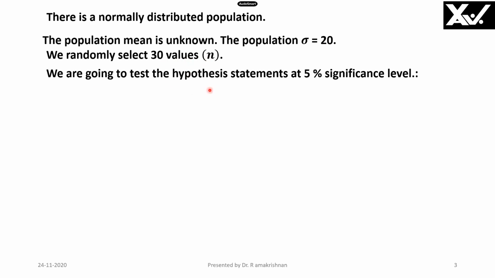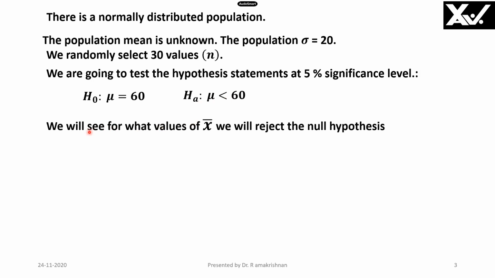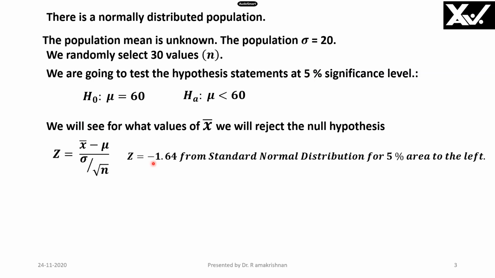We are going to test the hypothesis at 5% significance level. Null hypothesis and alternate hypothesis are there. We are going to see for what values of sample mean we will reject the null hypothesis, and for what values of sample mean we are going to accept the null hypothesis, fail to reject the null hypothesis, right? So for that, what we do is we have to convert this 5% significance level to critical z value from the standard normal distribution curve, right? So it is minus 1.64 from standard normal distribution.